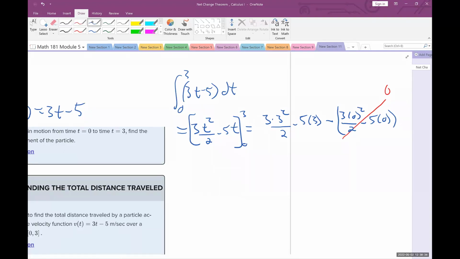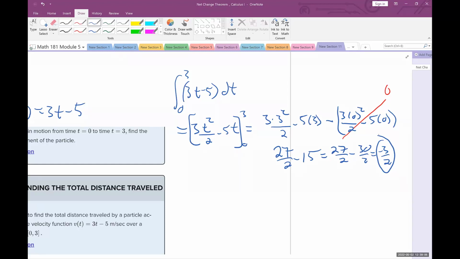So the first part's going to be 3 times 3 squared, 3 squared is 9, 3 times 9 is 27. So 27 over 2 minus 15. That's going to be 27 over 2 minus 30 over 2 to give us negative 3 over 2. So that's just integrating, and I want to draw this shape if you don't mind, once you finish writing these down, just to get an image of what's happening.